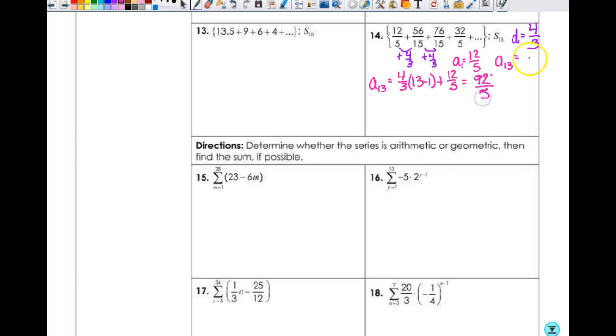Okay, so it's 92 over 5. I know. Do as I say, not as I do. That's what my daddy always said.